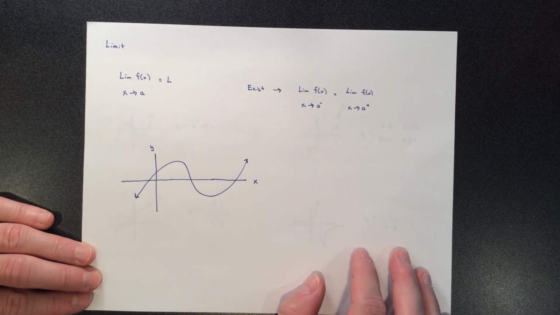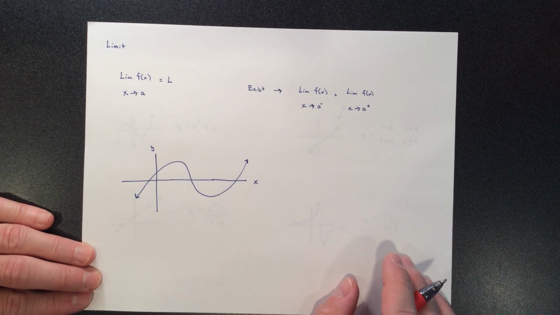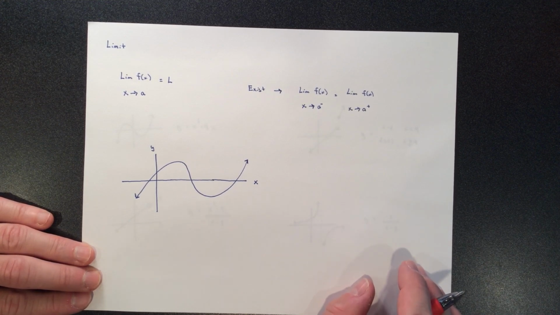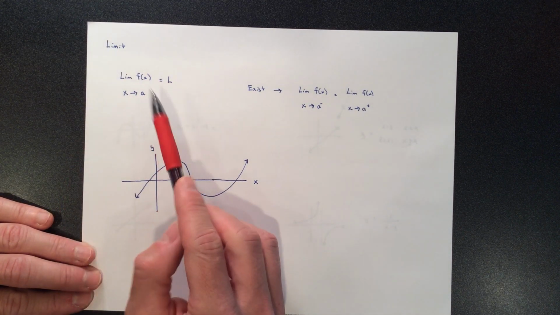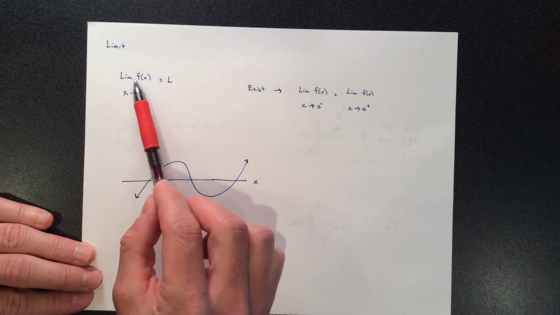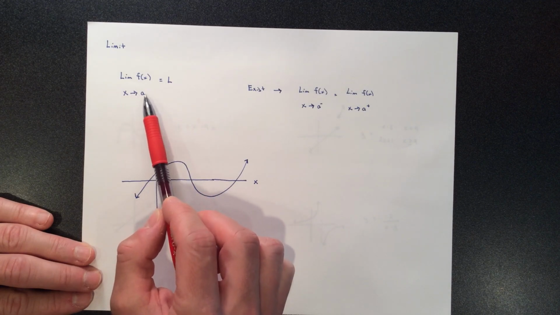And this video is going to talk about what limits are, and then it'll go through some typical examples of what you might see in a calculus setting. So limits. Let's look at what a general statement says. This says the limit of f of x equals L as x approaches a.